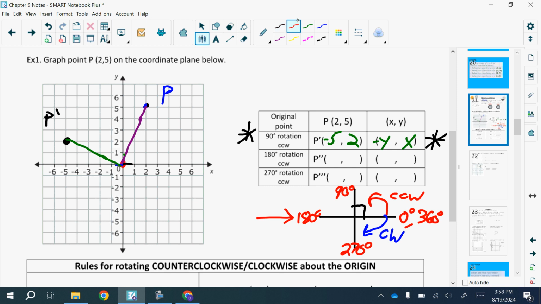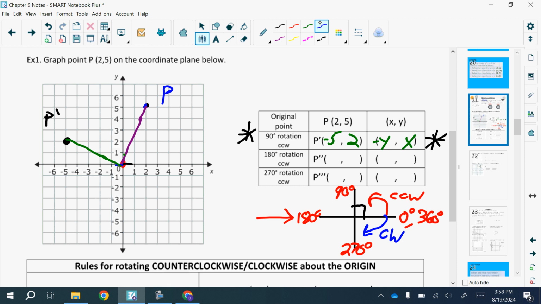180 degrees counterclockwise or clockwise, it's the same thing. Instead of trying to create 180 degrees from point P to P double prime, let's just do another 90-degree rotation from P prime. Because if we do another 90-degree rotation, which we already have a rule for, a 90-degree rotation counterclockwise followed by another 90-degree rotation counterclockwise is clearly 180 degrees counterclockwise.